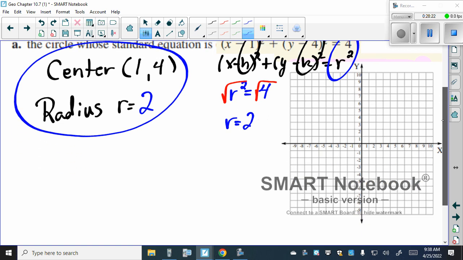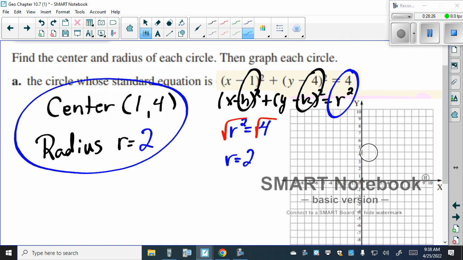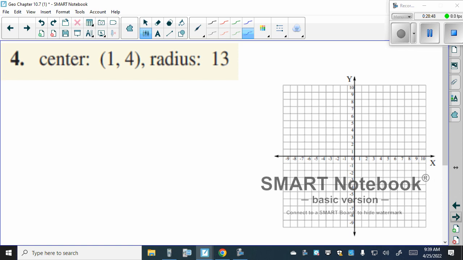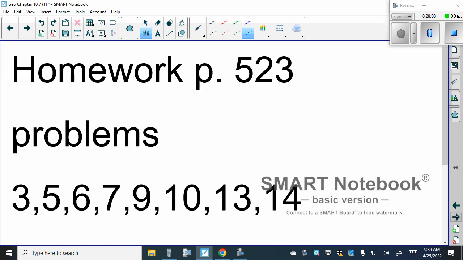And that's it here. Now if we wanted to graph it, we can go over 1 and up 4. And then just go a distance of 2 on all sides and then draw the circle. Any questions on any of this here? Any questions on anything we've done so far today? And that's it.